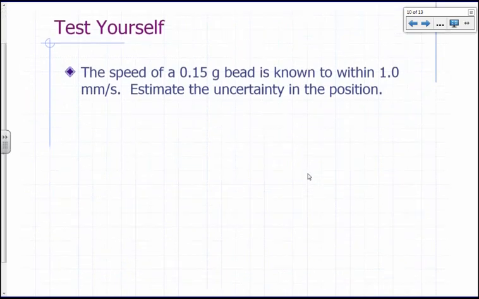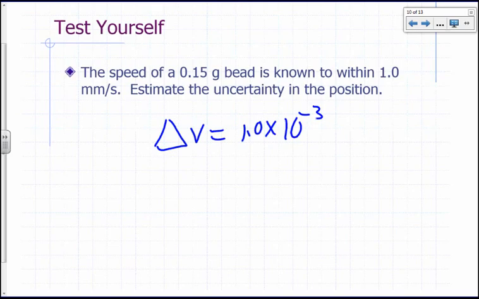Let's take a look at this one. Let's say the speed of a 0.5 gram bead is known to be within 1 millimeter per second. So that's delta v. The uncertainty in the speed is 1 millimeter per second, so that's 1 times 10 to the negative 3 meters per second. What's the uncertainty in the position?